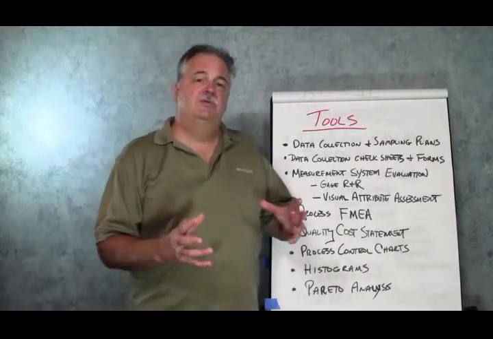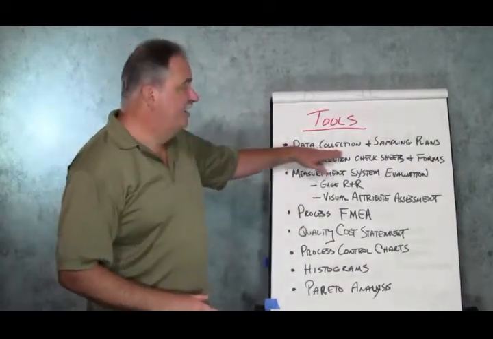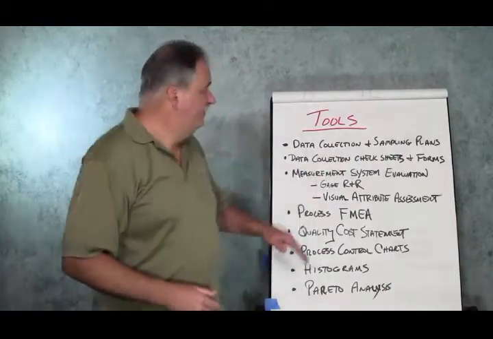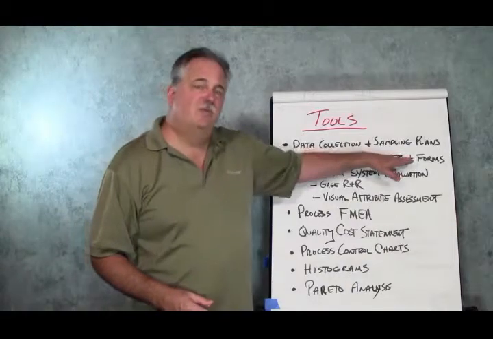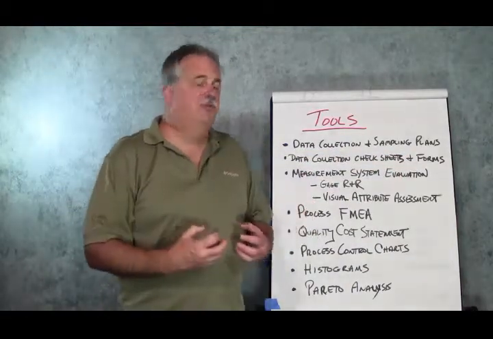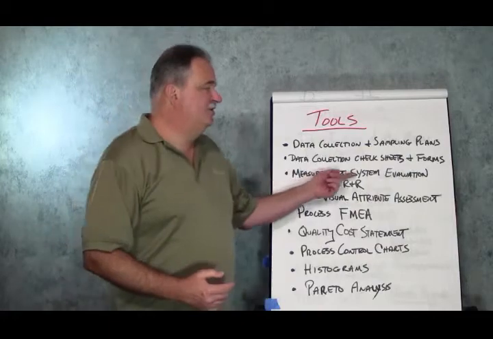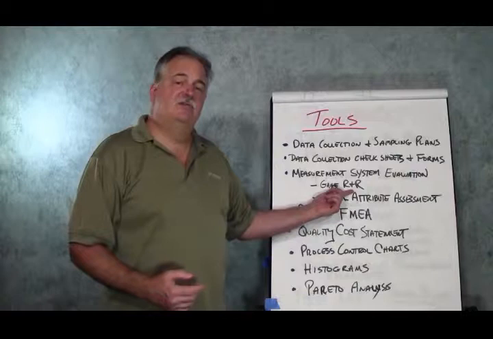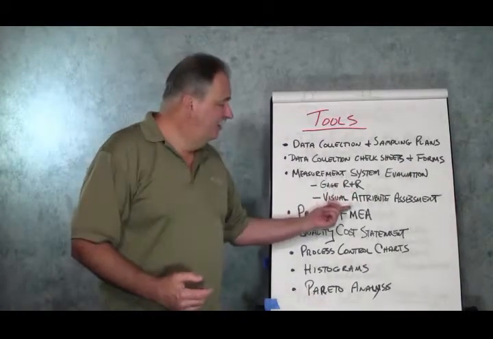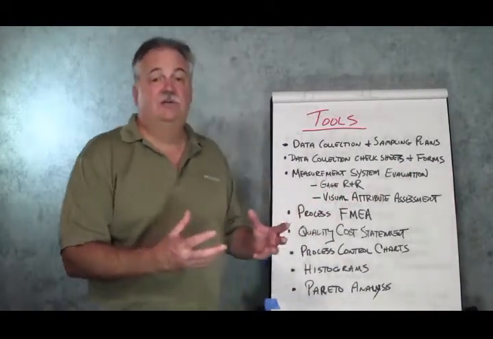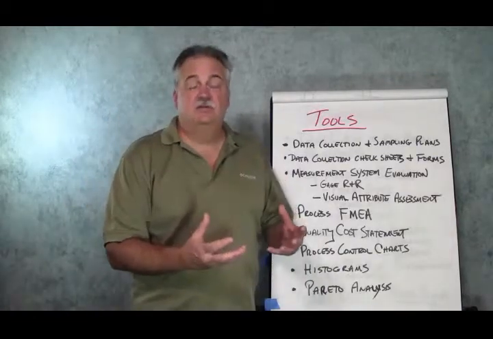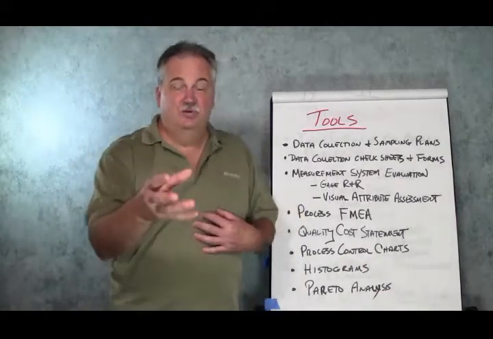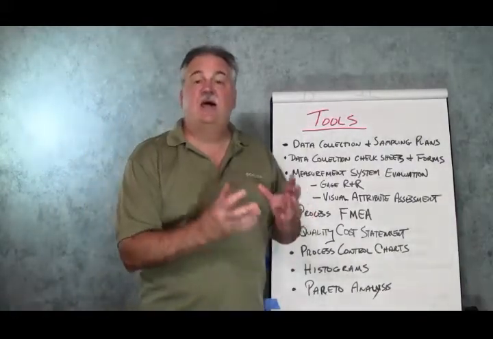Now the tools that we can use, and you're going to see this repeated often, data collection and sampling plans, we're pretty much going to use those in every phase going forward. All right. There's also some check sheets and some forms that we could use to make it easier to capture some of the information. The measurement system, we have to evaluate it from the standpoint of, do the gauges that we have give us consistent, repeatable measurements? And if we have visual inspections or evaluations, do we get consistent results from inspector to inspector?